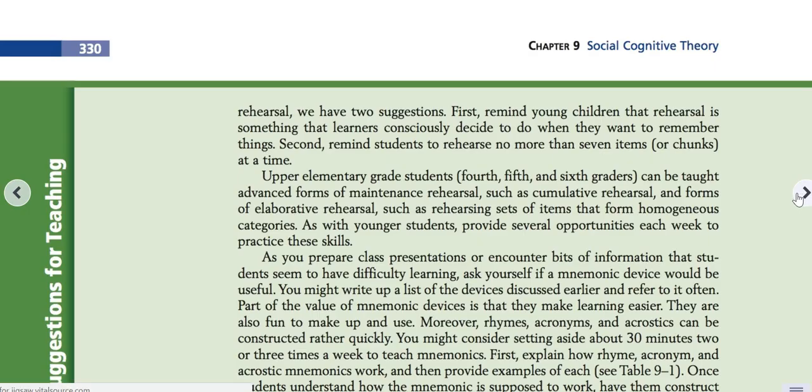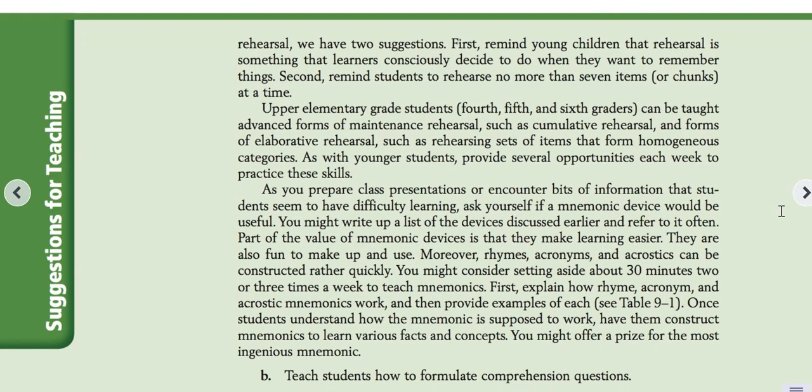If you do decide to teach rehearsal, we have two suggestions. First, remind young children that rehearsal is something that learners consciously decide to do when they want to remember things. Second, remind students to rehearse no more than 7 items or chunks at a time. Upper elementary grade students, 4th, 5th, and 6th graders, can be taught advanced forms of maintenance rehearsal, such as cumulative rehearsal, and forms of elaborate rehearsal, such as rehearsing sets of items that form homogeneous categories. As with younger students, provide several opportunities each week to practice these skills.